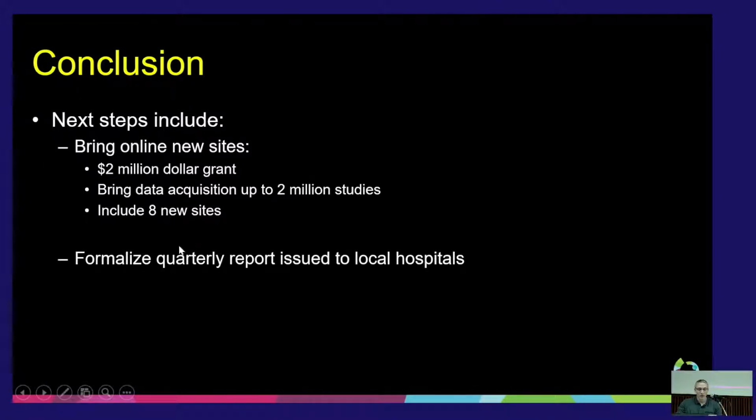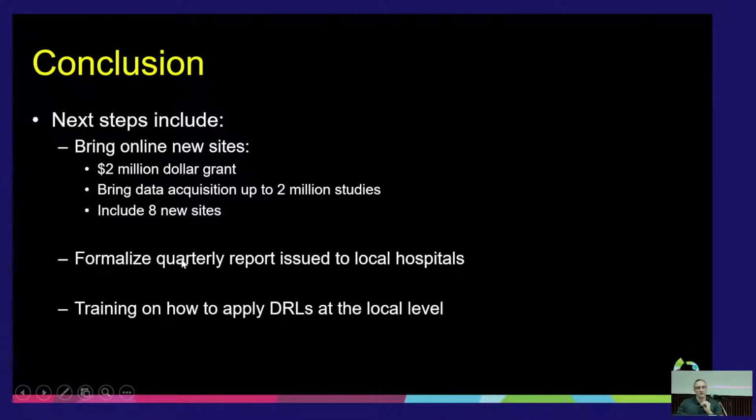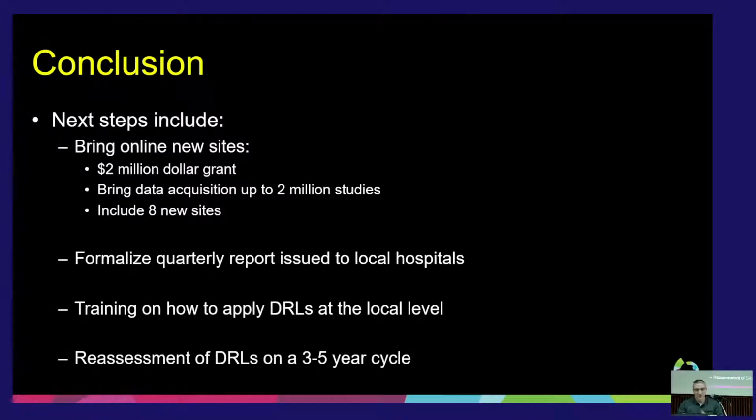And then formalizing that quarterly report. I talked a little bit about that in my last talk, but having a very consistent and organized report will help hospitals gain the most out of being a member of the National Dose Registry. And then, of course, training on how to use them at the local level, just like we had in this conversation. And then reassessment every 3 to 5 years, but Kalpana talked about that, so I won't belabor that point. So I think that's it.